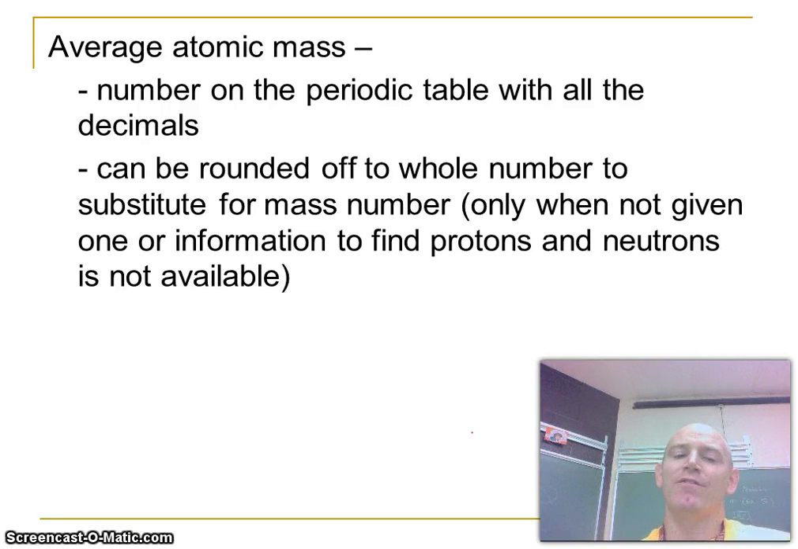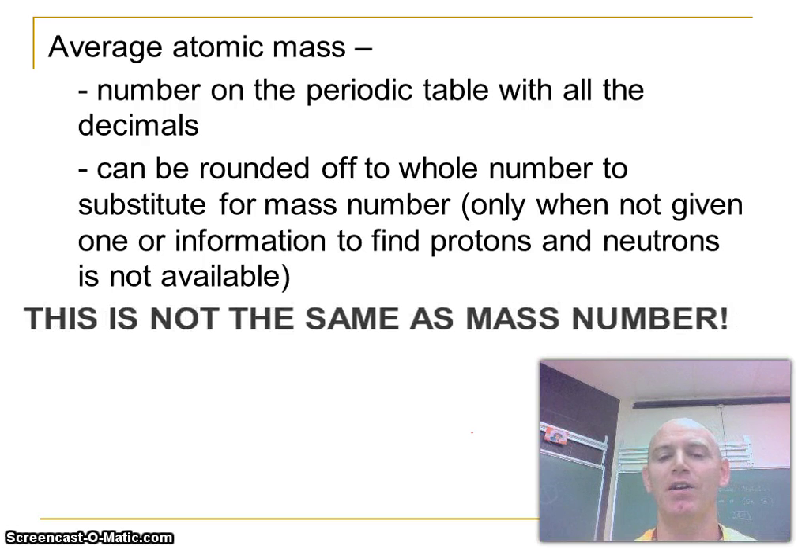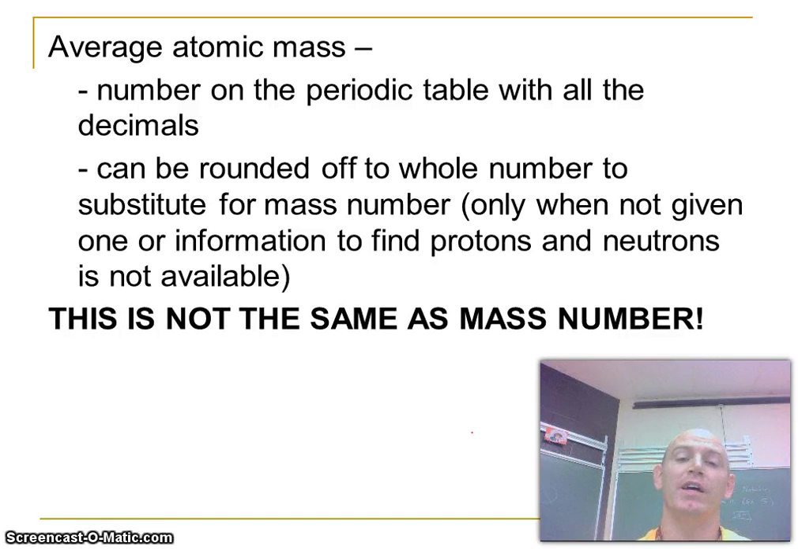Now, one thing about average atomic mass is that it can be rounded off to a whole number to substitute for the mass number, but this is only a last resort. This is only if you have no other way of figuring out the mass number. You don't have any proton information or neutron information, and you can't add those two together to get the mass number. You're not provided with the mass number. That is the only time that you use average atomic mass. They are not the same thing.